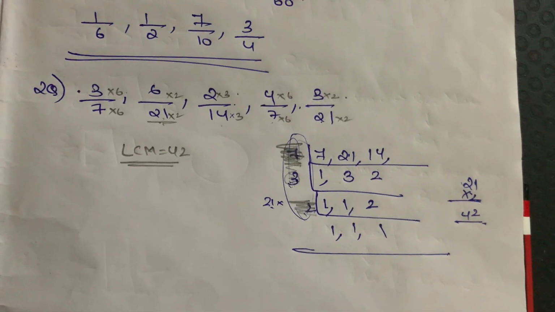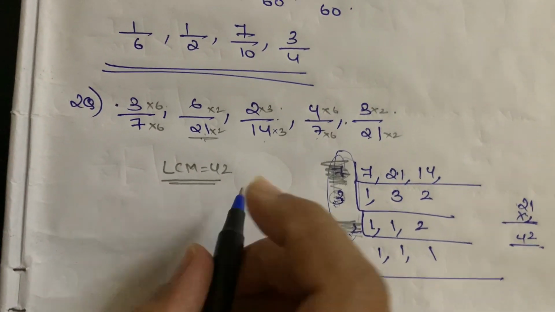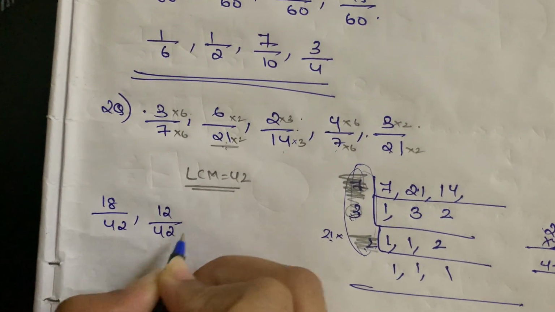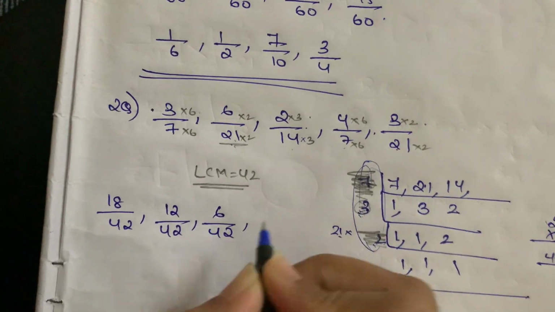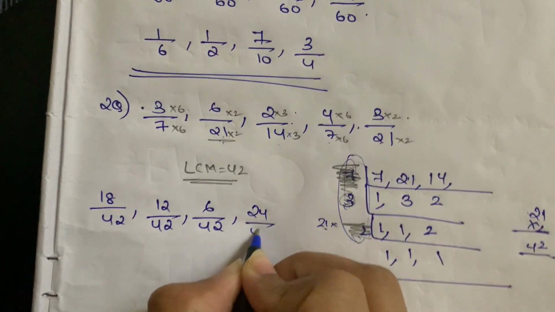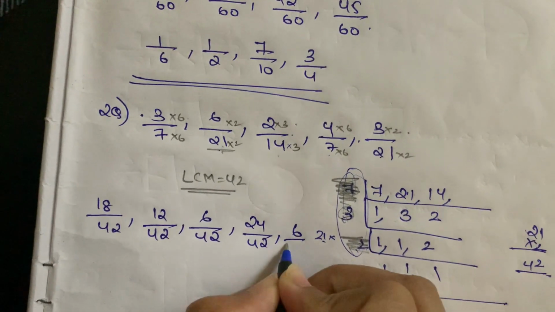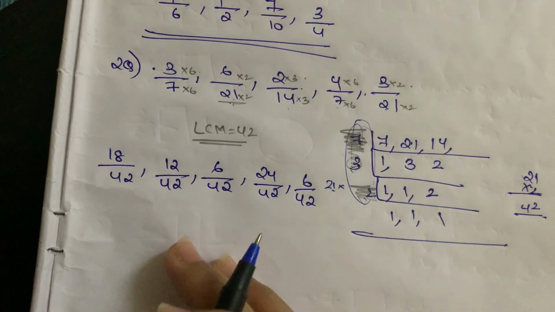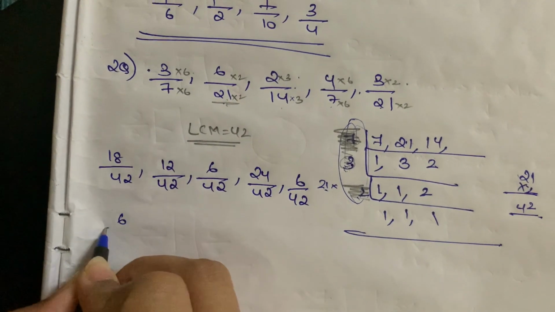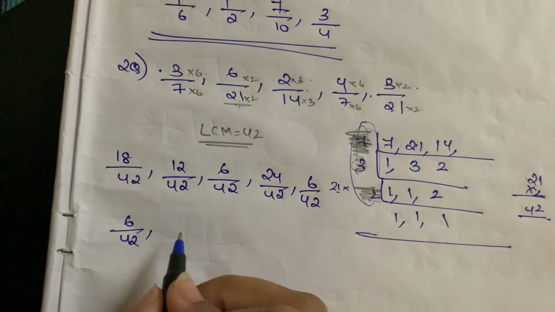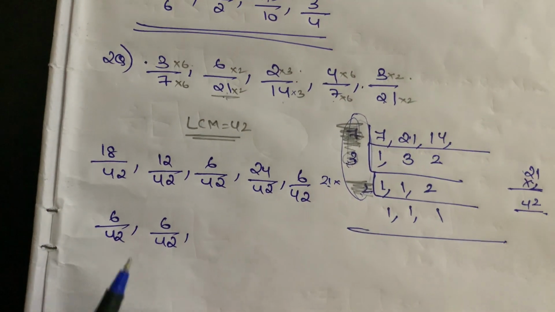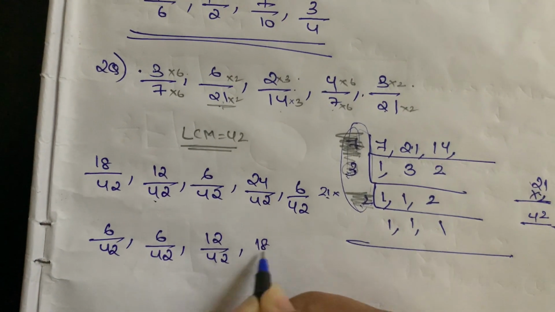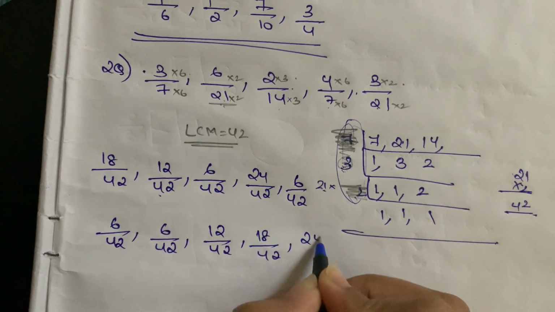So now what we're going to do is write down the fractions. 3 sixes are 18, 18 upon 42, comma 12 upon 42, comma 6 upon 42, comma this becomes 24 upon 42, comma 6 upon 42 again. Okay, so arranging them, the 6 upon 42 comes first. Then I have another 6 upon 42, so write them. The order doesn't matter because they both are the same. Then 12 upon 42, 18 upon 42, and the last one is 24 upon 42.